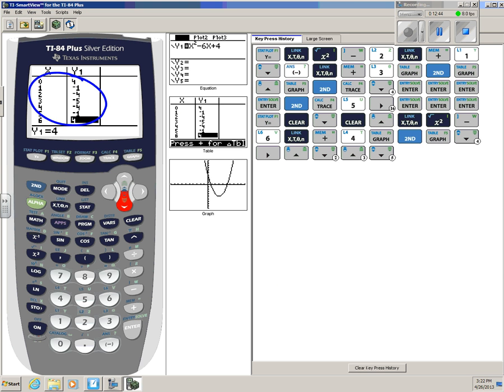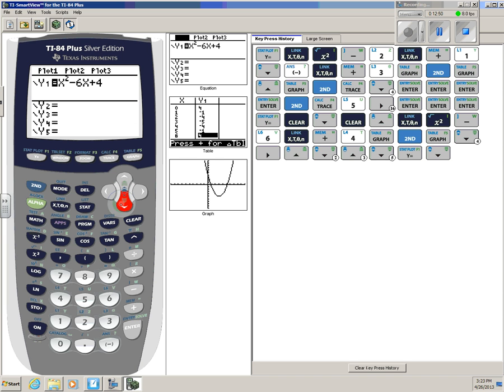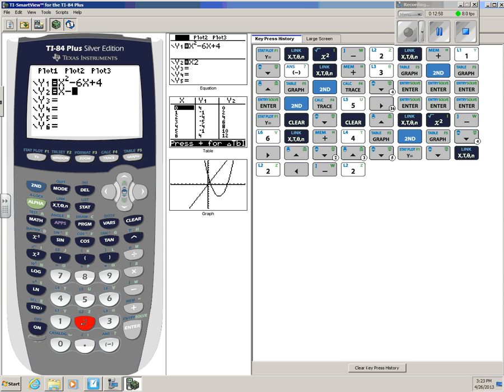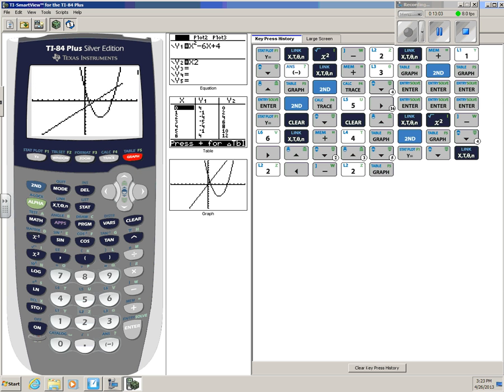I'm going to go into y equals, type in the line, y2. This was x minus 2. Try that again, x minus 2. Graph it. And second trace intersect. Actually, I might even go to the table of values. It might be even easier. Go to the table of values.